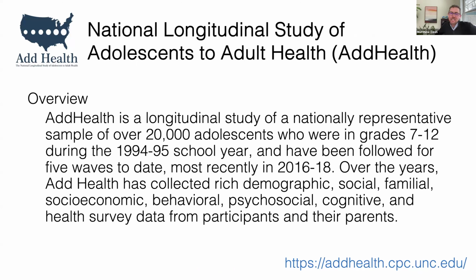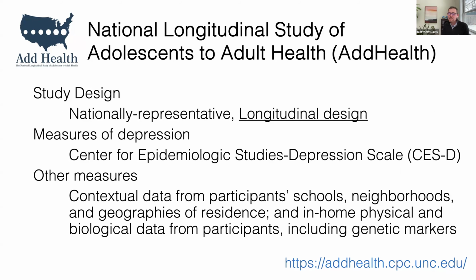Another study that's interesting, more specifically focused on the health of adolescents, is AdHealth. This is a longitudinal study, nationally representative, of over 20,000 adolescents back in the 1990s that have been followed forward. The most recent wave is 2016, 2018, I believe. And it's collected a lot of rich information on demographic measures, social, family, and economic factors as well, from both participants and their parents. As I mentioned in the title even, it's a longitudinal design, which is good to know.